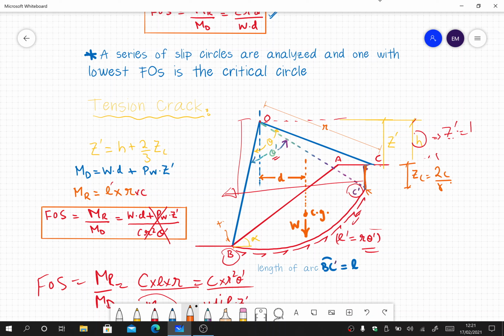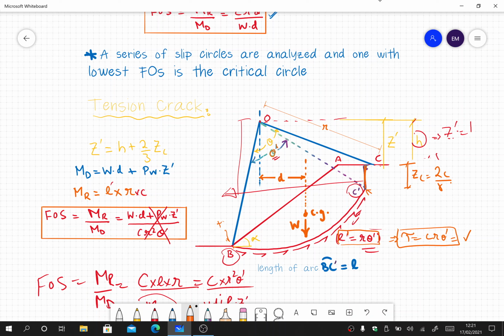So now we have to find out the angle subtended by this arc length BC dash. Its length is L dash. Let's say this angle is theta dash, so the length of the arc will be R theta dash, and similarly the shear strength offered will be CR theta dash, and the moment we'll see later on. So this is the shear strength for our new case, where the length of the arc has been reduced to L dash because the tension crack does not participate in any shear strength.